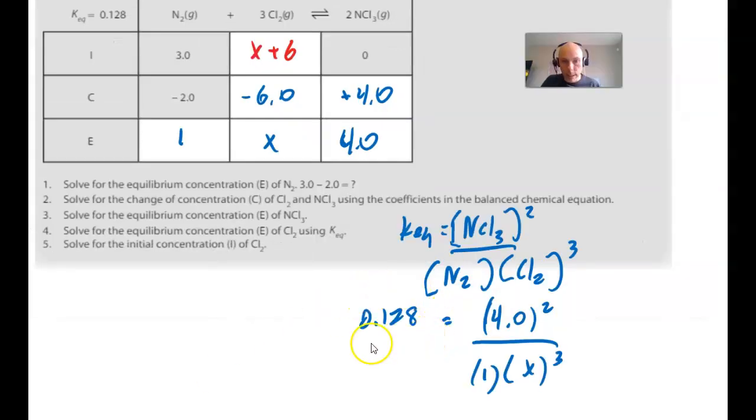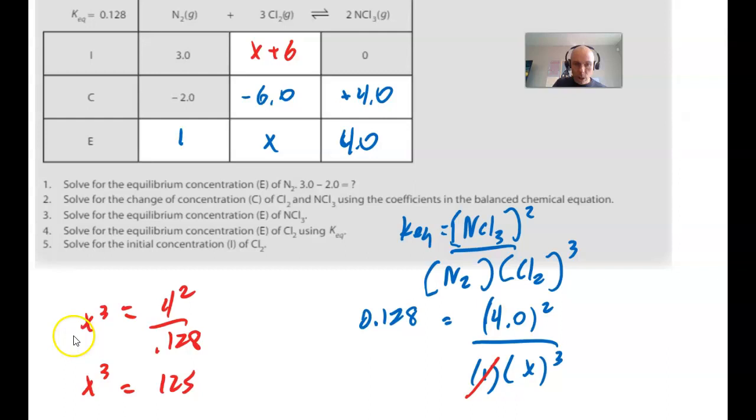Now I've plugged in the Keq that exists for this system, 0.128, and I've set that equal to these values in the equilibrium expression. NCl3 is 4, so I've got 4 squared there. N2 is just 1, and then I'm going to say that the equilibrium concentration of chlorine is X, and that'll be cubed. I ultimately want to find the initial. So if the equilibrium is X and it's going down by 6, then the initial would be X plus 6, because the initial added to the change, right, X plus 6 minus 6 will give us the equilibrium concentration of X. So now we need to solve for X.